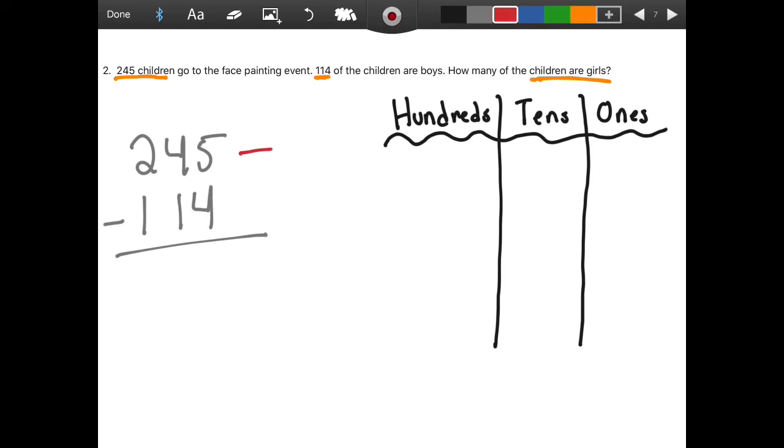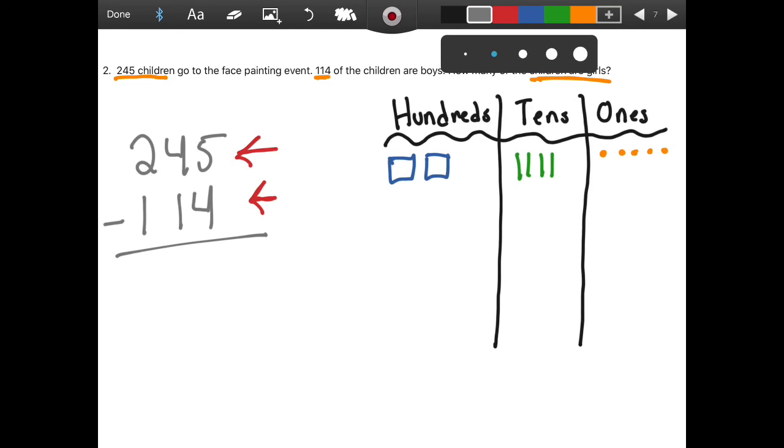We are going to look at the number on top and draw it into our place value chart over here. We have 5 ones. We have 4 tens, and we have 2 hundreds. Now we're going to look at our bottom number over here, and we are going to take them away in our chart. So we had 5 ones. Can we take away 4? Absolutely. 1, 2, 3, 4. We have 1 left over. We had 4 tens. We're going to take away just 1. We have 3 now. And we had 200s, and we're going to take away 1, leaving us with 1.